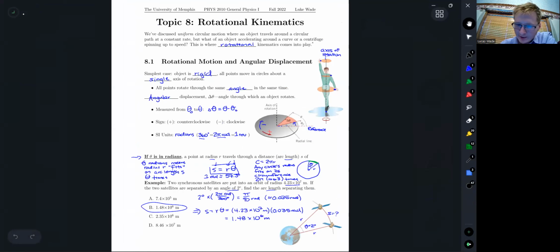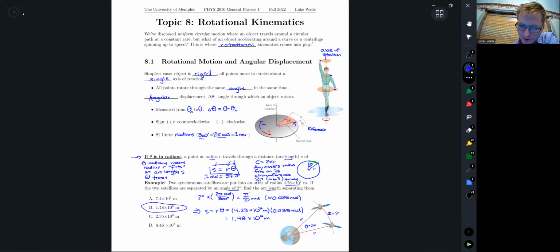So chapters 8 through 10, or topics 8 through 10, are the ones that will be covered on the exam. 11 has been pushed back to the final, so don't worry about fluid stuff for this exam. But in topic 8, that's rotational kinematics, so the properties of rotational motion.